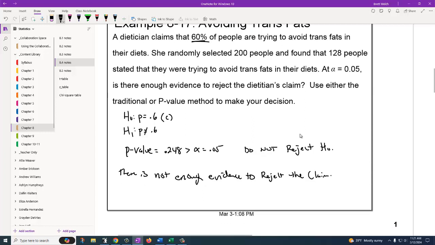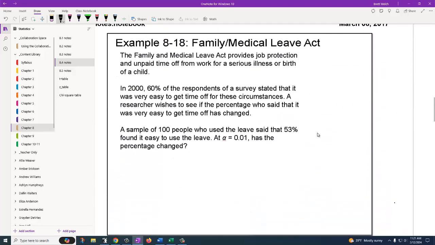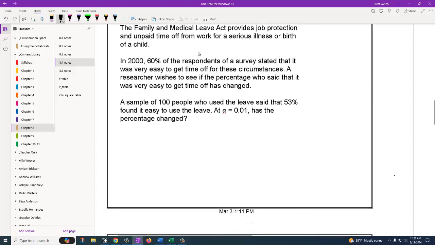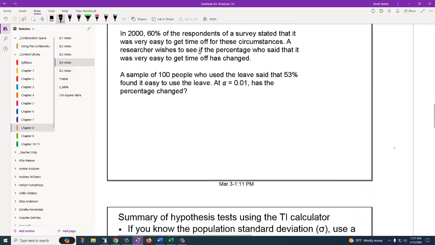Okay. Next question, another example. It says, the Family and Medical Leave Act provides job protections and unpaid time off for work from serious illness or birth of a child. In 2000, 60% of respondents of a survey stated that it was very easy to get time off for these circumstances. A researcher wishes to see if that percentage has changed. Okay, and here's our sample data right here.